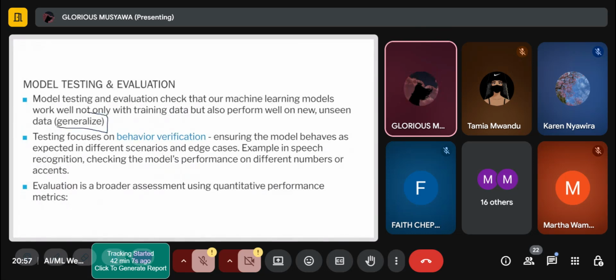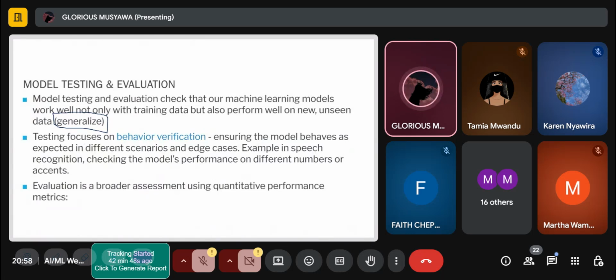We talked about a model being able to generalize, and we said we don't want our model to overfit, because if our model is overfitting, it means that it's going to perform well when we are training it, but when we give it new data, it's not going to perform well. So what we are trying to do is we want our model to be able to learn the patterns in the data so that it can apply the lessons learned to new data. So that's generalization.